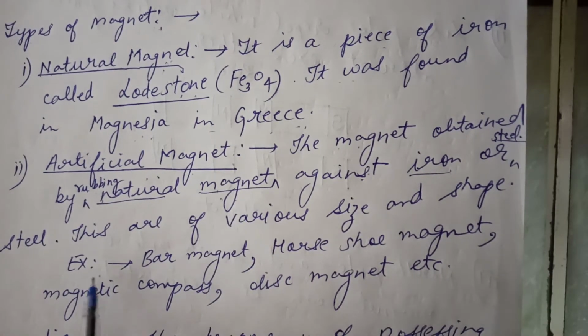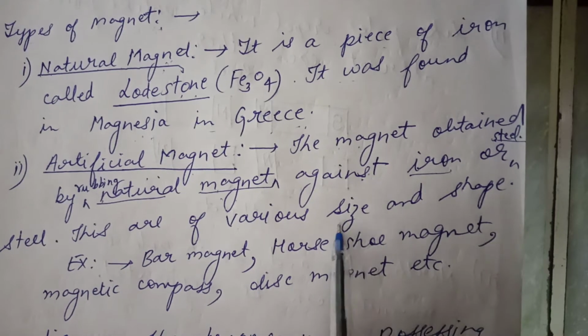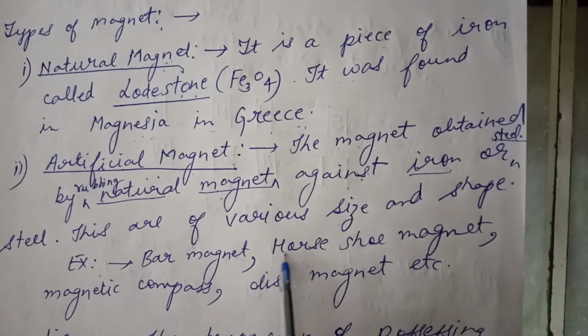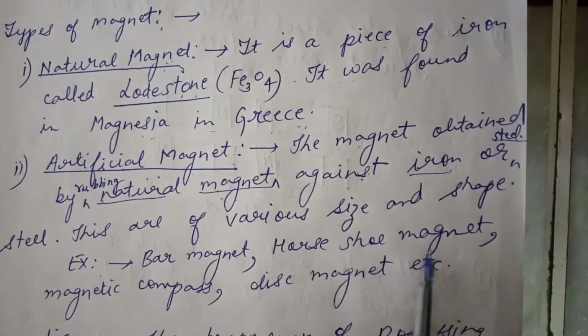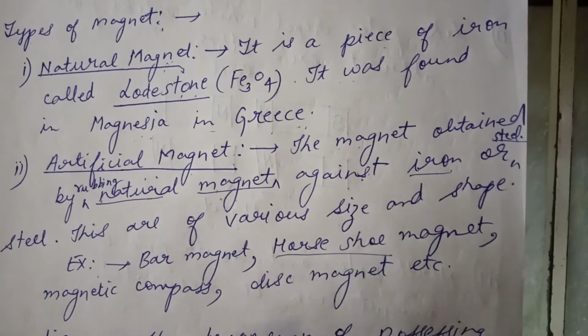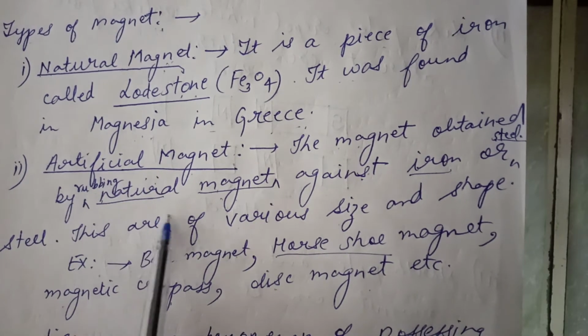Now, an artificial magnet can be of various shapes and sizes. As an example, we can consider the bar magnet. If it is in the form of a horseshoe, it is called a horseshoe magnet. Then there are the magnetic compass and the disc magnet. These are the various types of artificial magnets which we prepare.